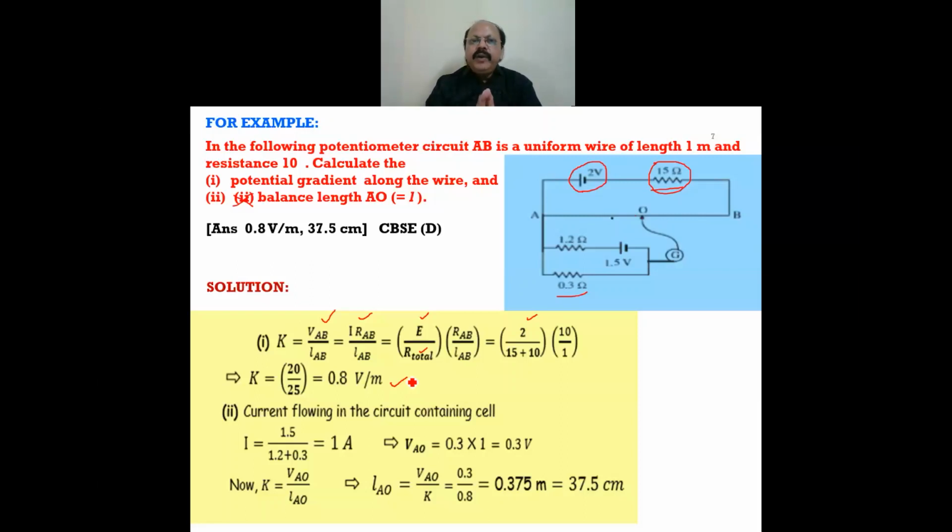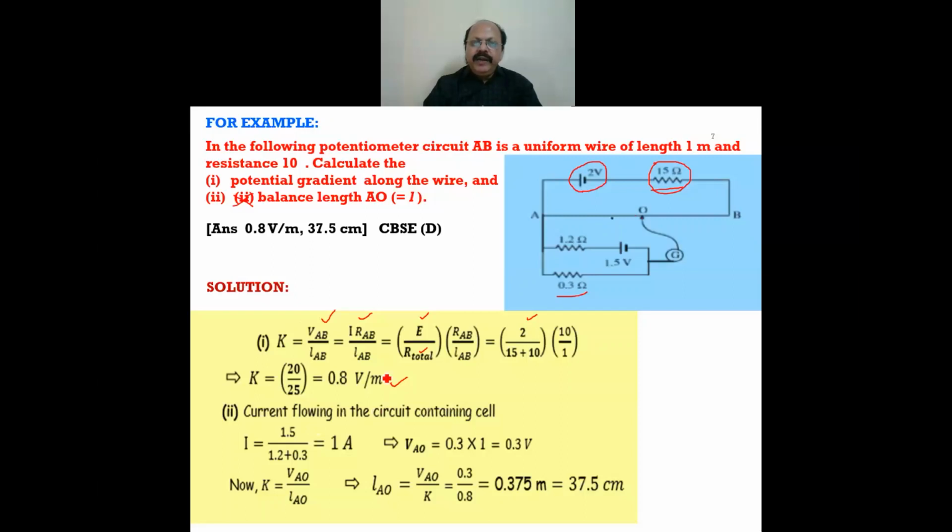Always, when you find the potential gradient, you have to use the value of EMF of the cell which is connected to the potentiometer. Remember it. And the value of this cell must always be greater than the cell which is connected to the potentiometer. Right? Now another part is you have to find out the balancing length AO.